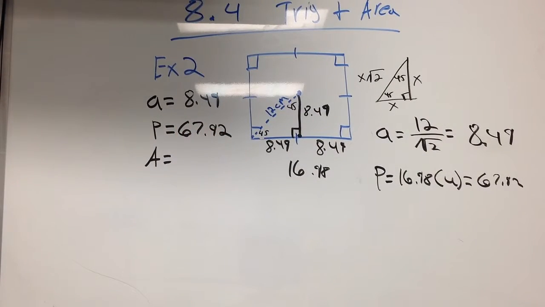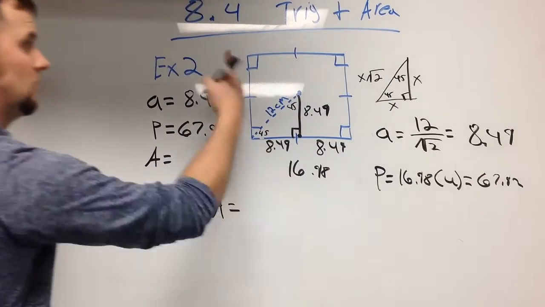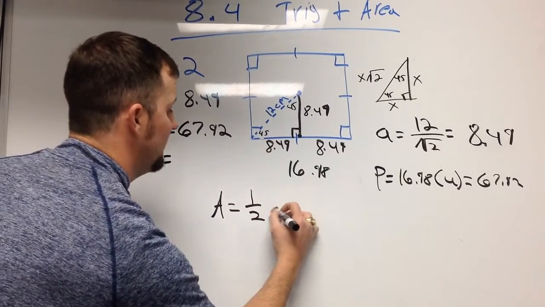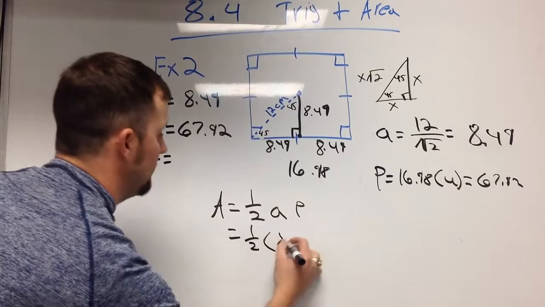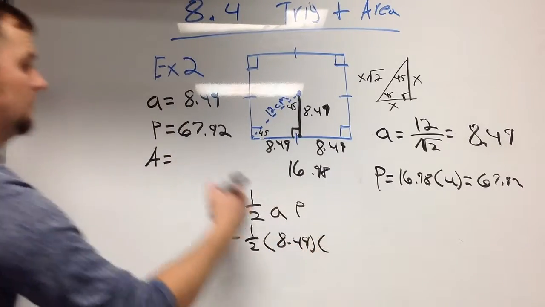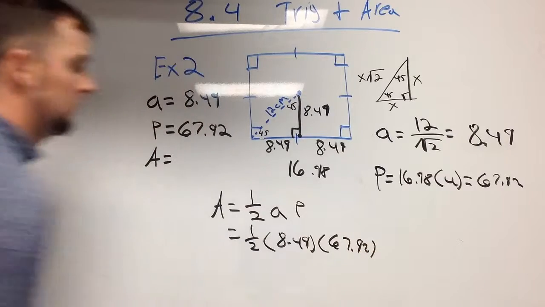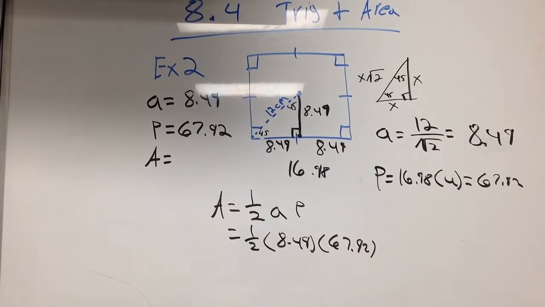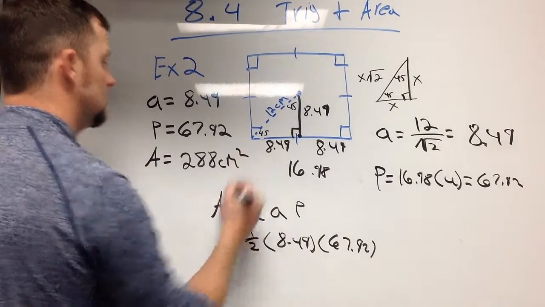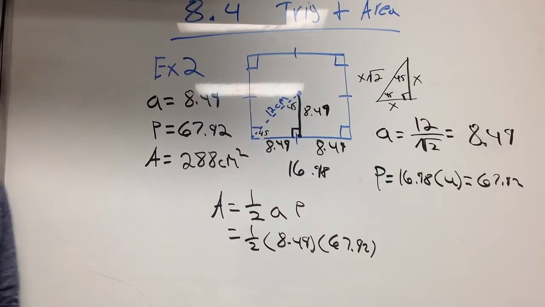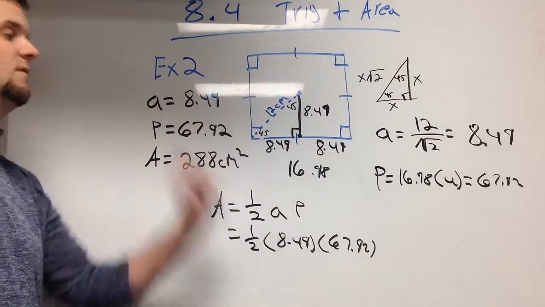So now lastly, to find the area, I know to find area of a regular polygon, I would take 1/2 the apothem times the perimeter. So 1/2, the apothem is going to be 8.49, and then my perimeter is going to be 67.92. If I multiplied all this out, so 0.5 or 1/2 times 8.49 times 67.92, that's all going to work out to be 288, and I think my measurement is in centimeters squared. So ladies and gentlemen, this is how you use a special right triangle to solve for your values here.